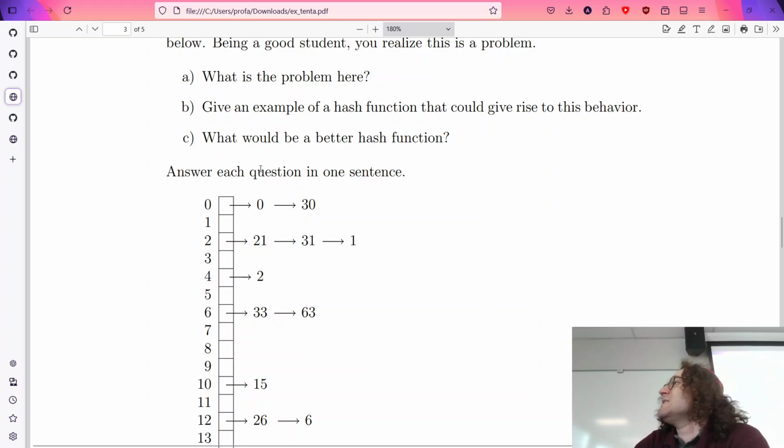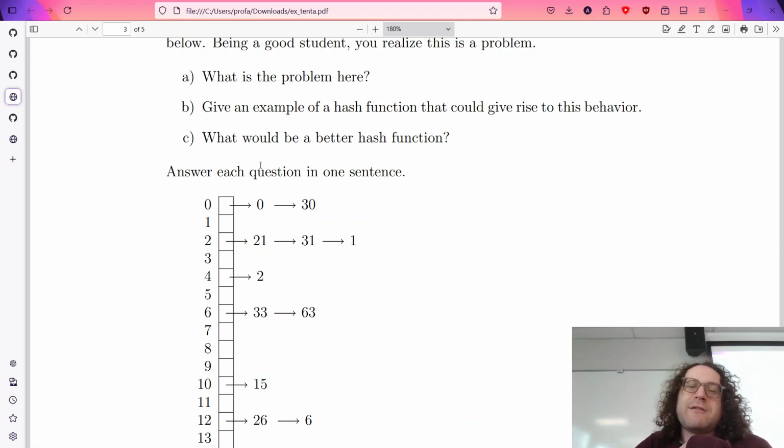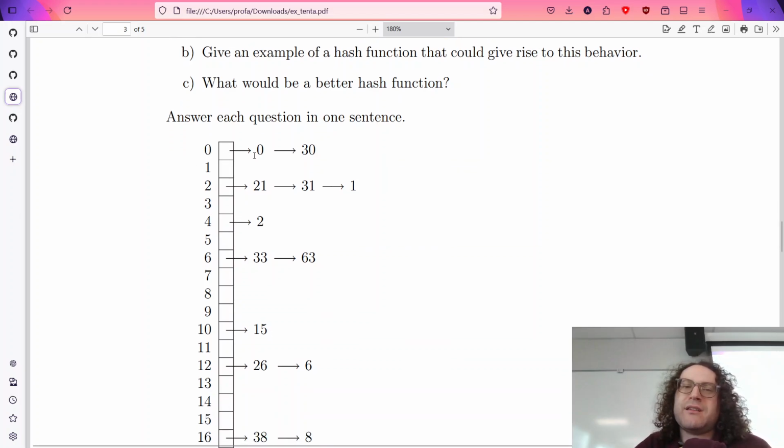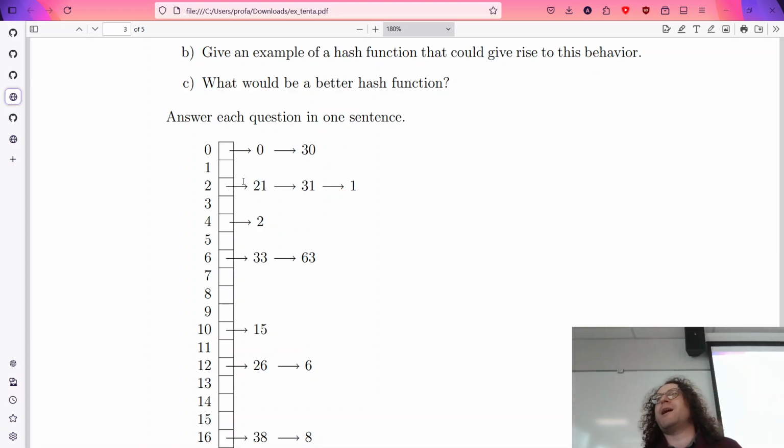Sometimes I find reading these things out loud, even in my head, helps figure these things out. So slot 0 has 0 and 30. 2 has 21, 31, and 1. 4 has 2. 6 has 33, 63. 10 has 5. 12 has 26, 6. So we're already seeing something here. What's common about each slot by reading it out? What is common about all the items in a given slot?